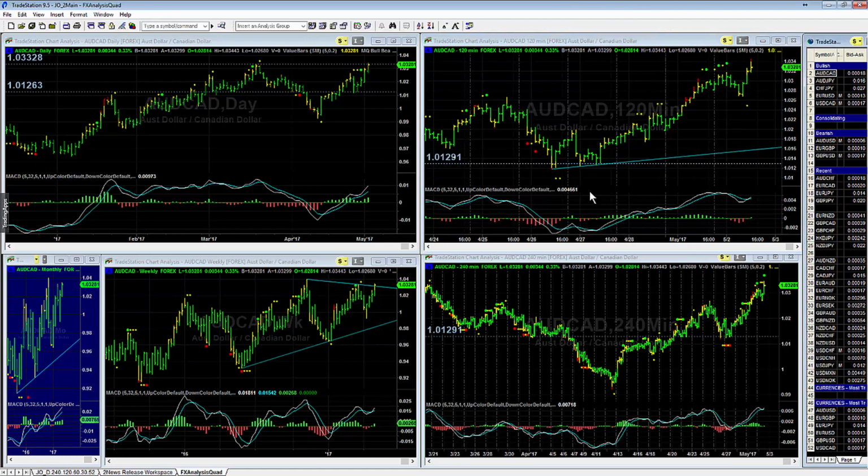Let's go back and see what happened. We can see how the Aussie loonie is breaking above this previous pivot here in the daily of 1.03328, and has come back down and retested that pivot. So let's see if it will follow through. It's looking bullish on the daily and the weekly, and it's breaking through this weekly line as well.